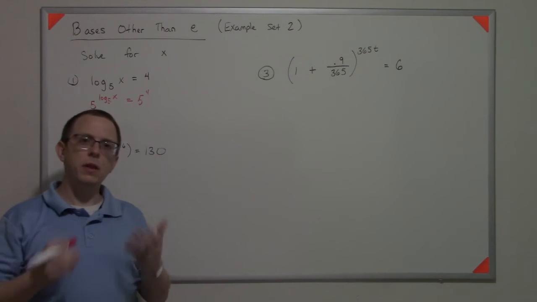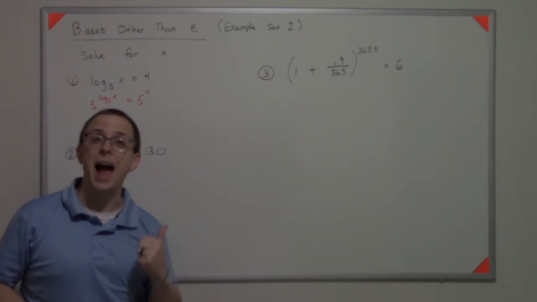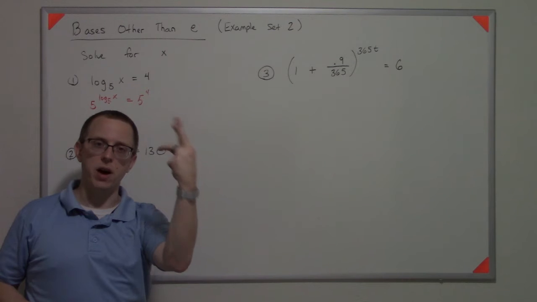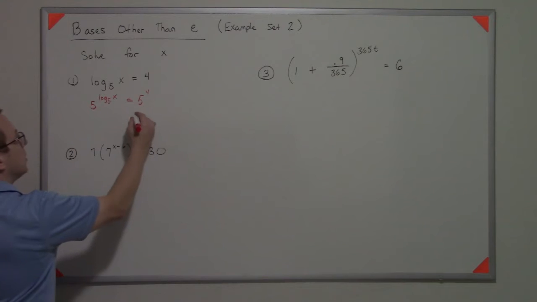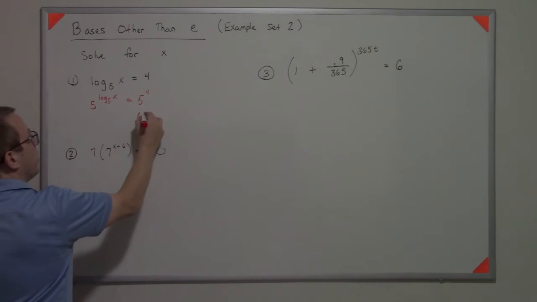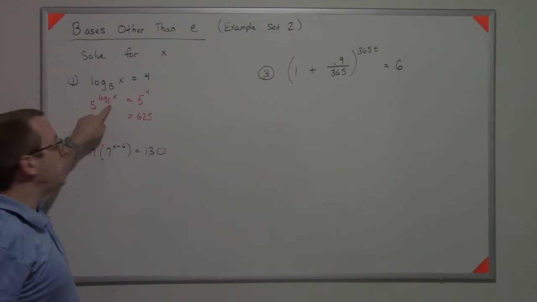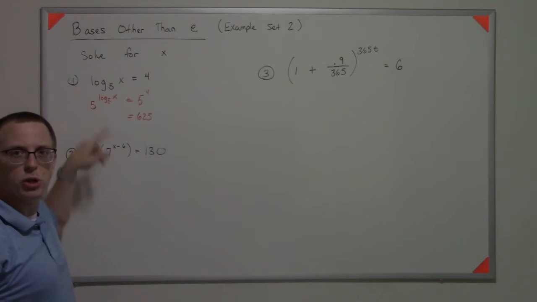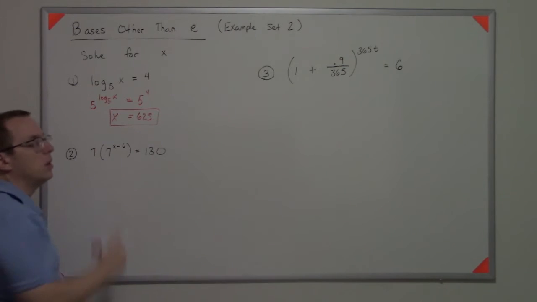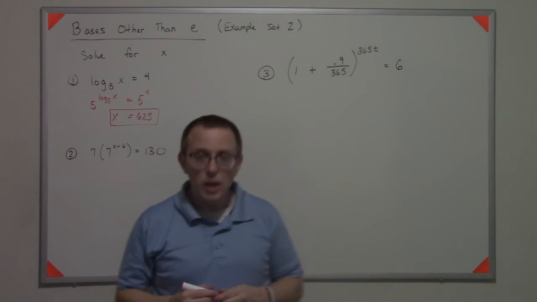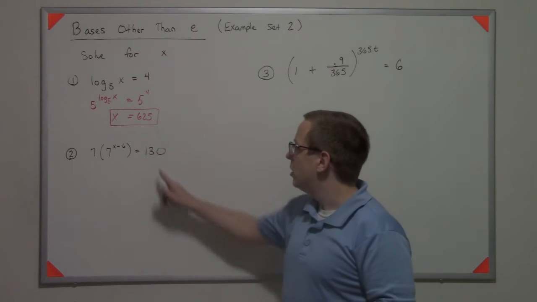And then I can actually compute 5 to the 4th power: 5, 25, 125, 625. So that tells me that this side is 625. But I also know that this has a cancellation property. Base 5 log and base 5 exponential function are inverses, so this is simply x. Simple enough.